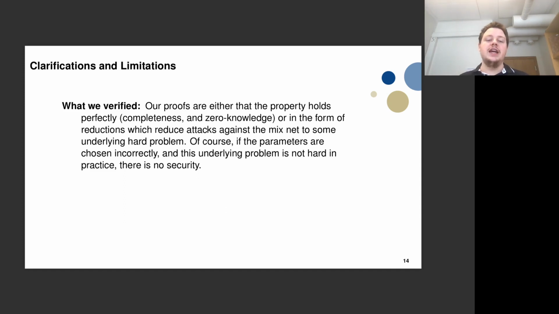So we verified, as I've said, completeness, zero knowledge, and soundness. The first two of these, completeness and zero knowledge, actually hold perfectly. The arguments here involve no probabilities, it's just algebraic reasoning. You can read in the paper about the various techniques we use to not have to reason directly about probabilities. But some of the other properties, specifically soundness, are in the form of reductions to underlying hard problems. And of course, if the parameters are chosen incorrectly and the underlying problem is not hard, then in practice there is no security.